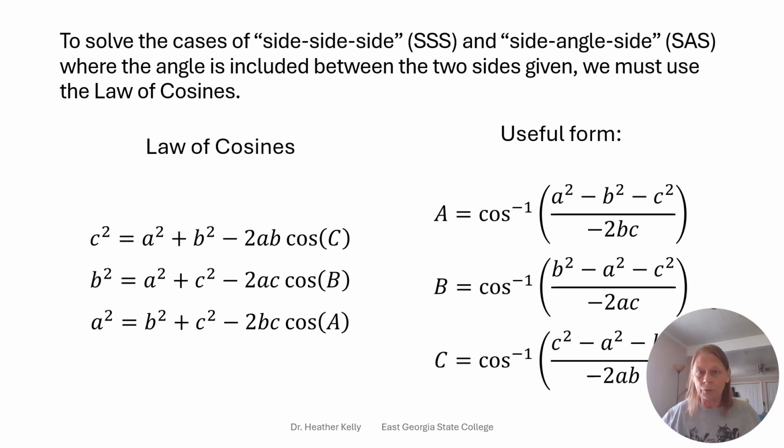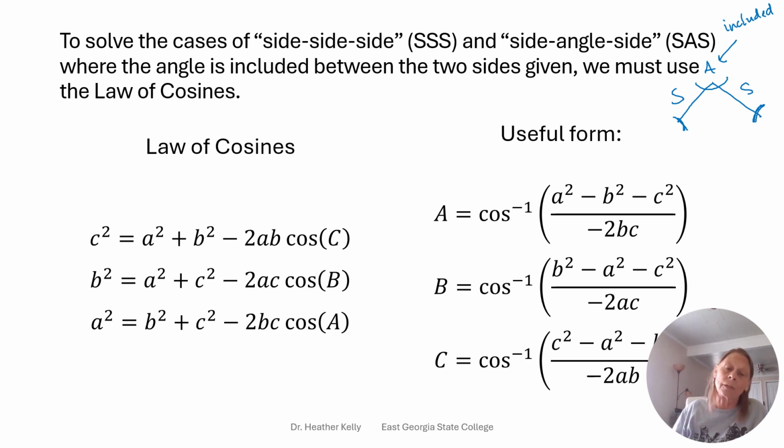would be something like this, where you're given the side, the angle, and the side. So that angle is included between the two sides, different than if the angle was here or the angle was here. Okay, but in the case that it's included, you have to use the law of cosines.